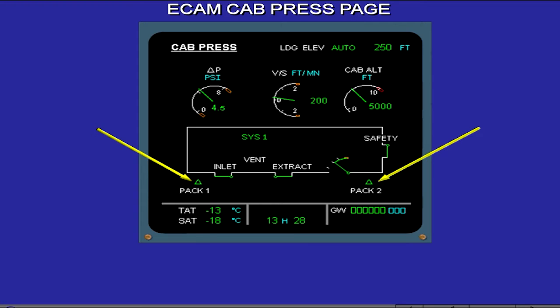The pack indication is displayed green when the associated pack is on. The outflow valve position can be monitored, and the system controller in use is shown. There is a single indication for the two safety valves. The cabin differential pressure, or delta P, shows the difference in PSI between the cabin pressure and external pressure.